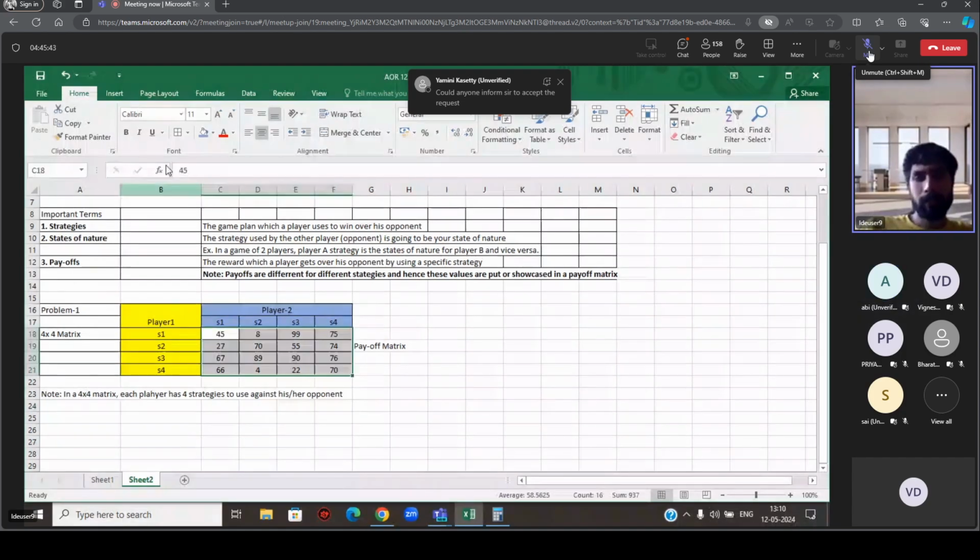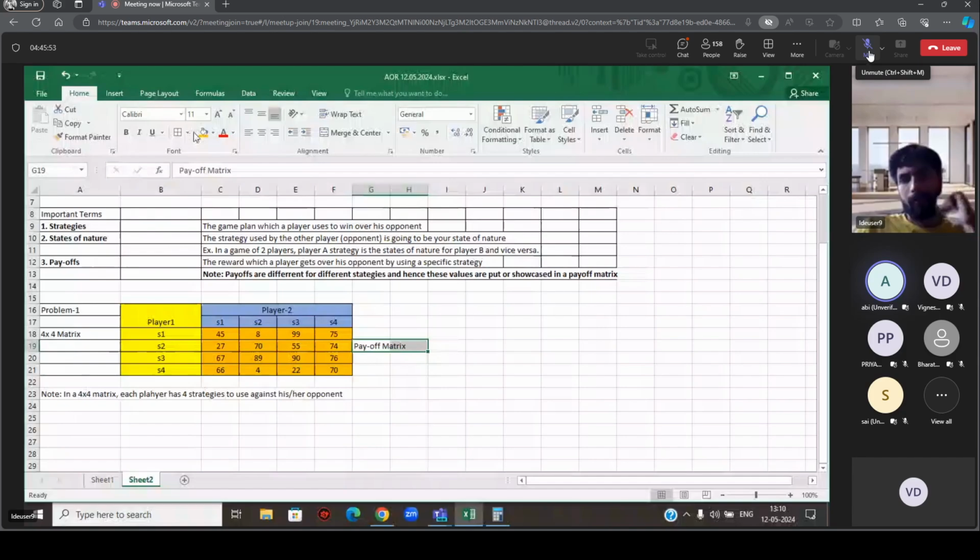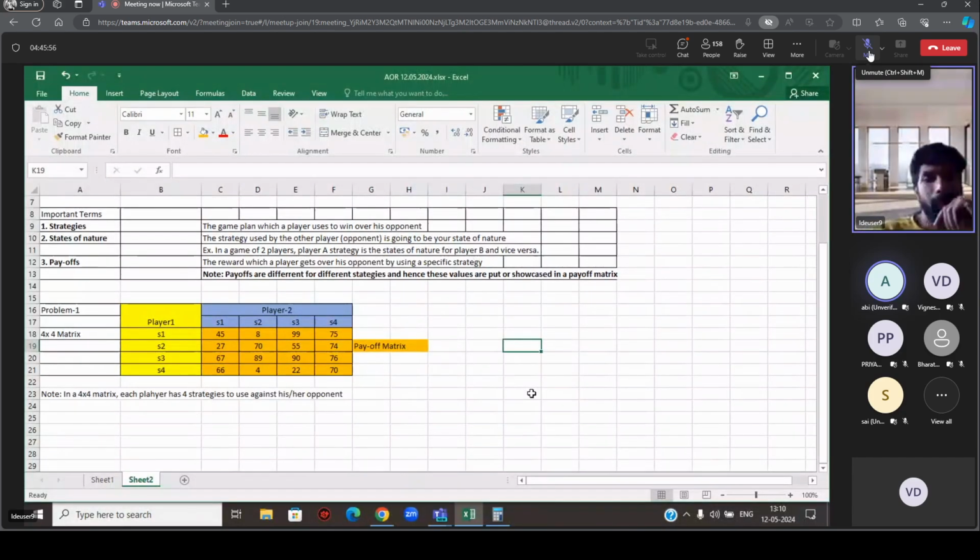Whatever the values are here, I'll give another color. This is called your payoff matrix. Are you understanding? Yes, sir. Good.